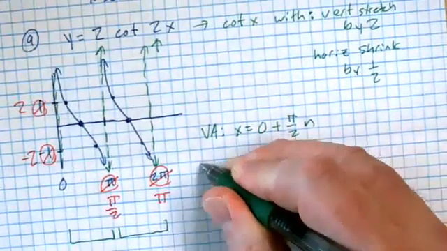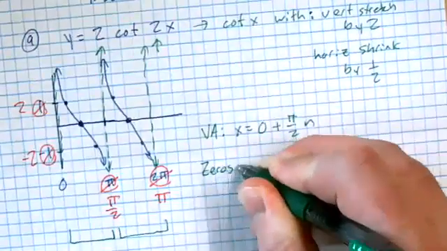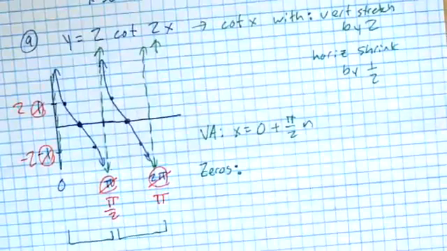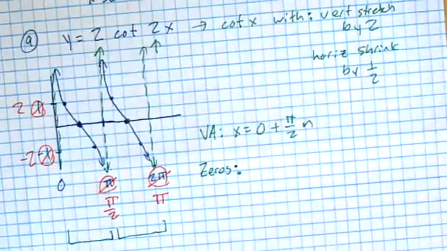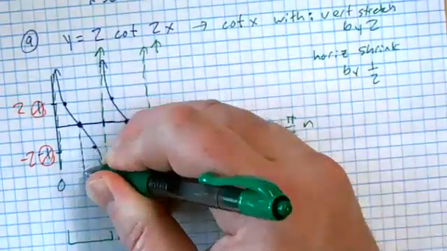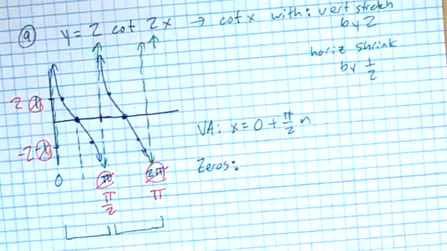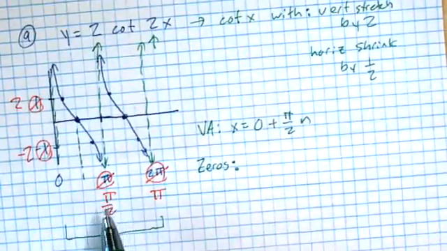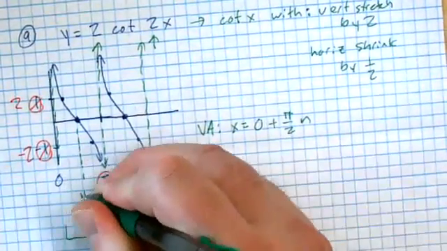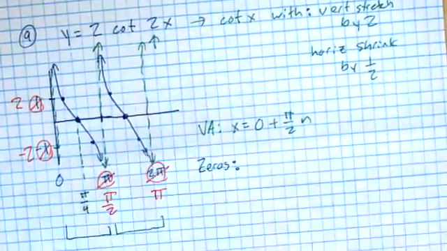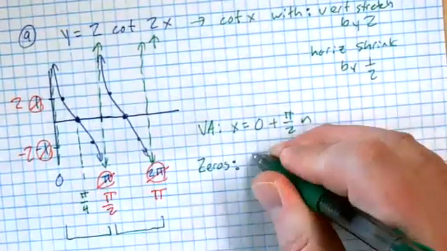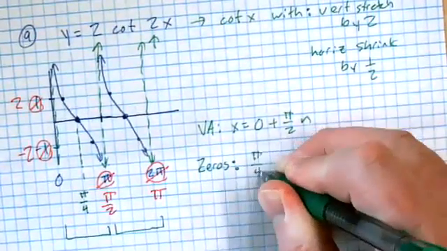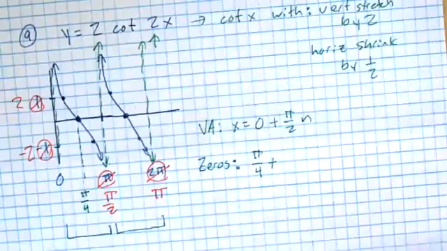All right, and then let's go through and do zeros also. So look at the graph and tell me, where's my first 0 happening? It's happening right here. That's halfway between 0 and pi over 2. So half of pi over 2 is pi over 4. So there's my first one. So I'm going to write pi over 4 plus something times n.